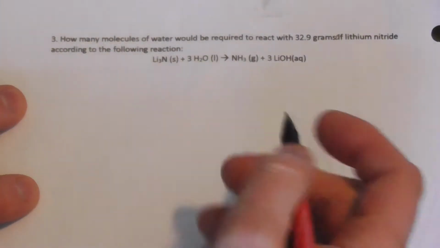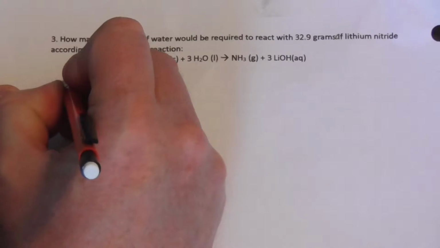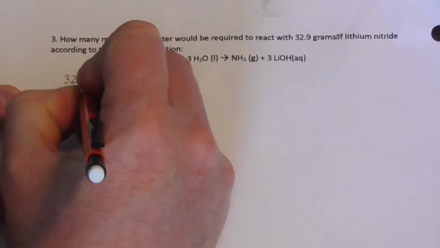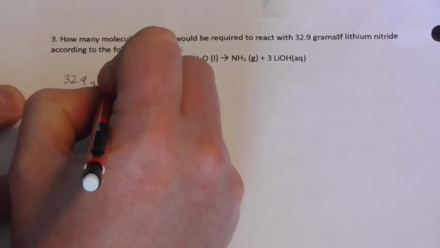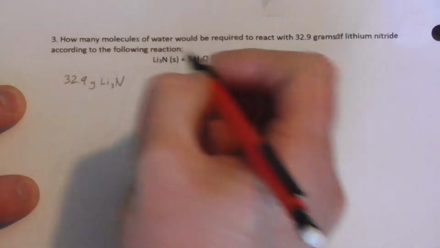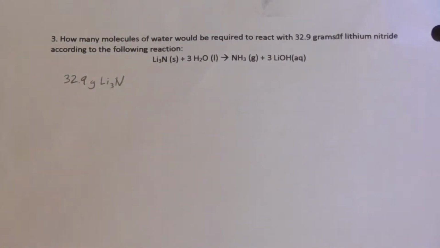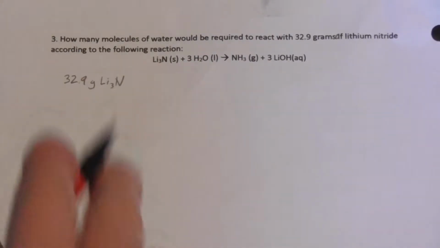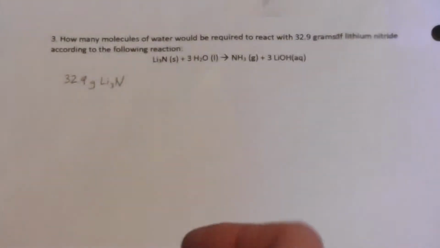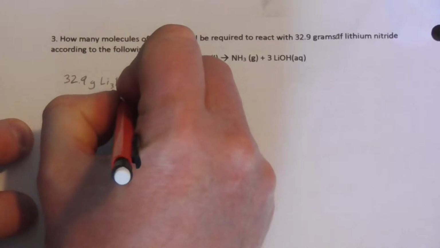So, after that, I want to anchor myself. I want to know what I'm looking for. What do I know? What am I given? I'm given 32.9 grams of lithium nitride. I'm asked how many molecules of water. But first thing, I have some units. I'm going to turn those units into moles.